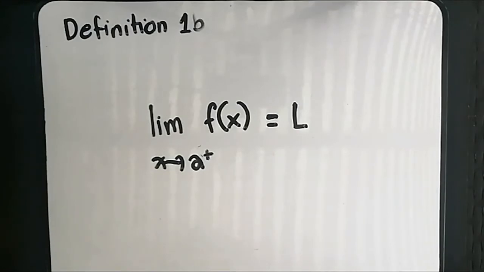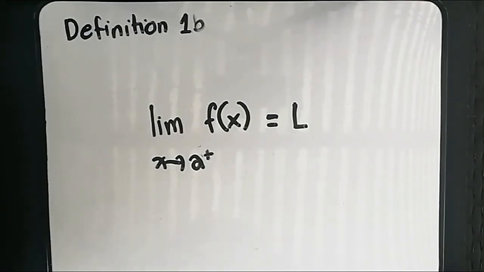And we also have the limit of f of x as x approaches a from the right is equal to L. So dito naman, we are considering the values of x to the right of a or greater than a. So this is our notation.